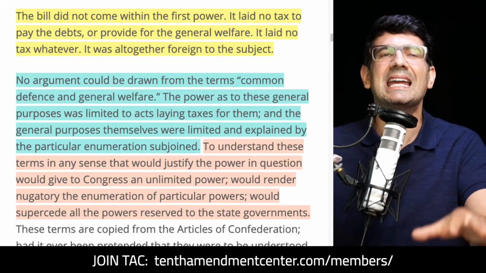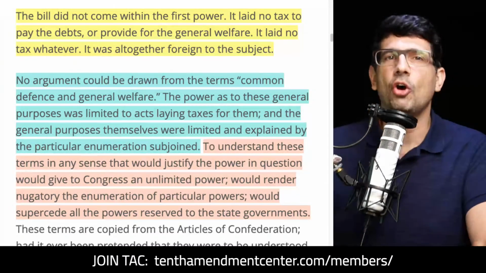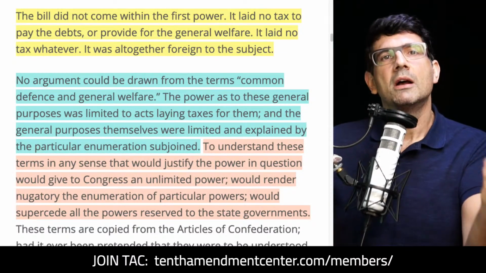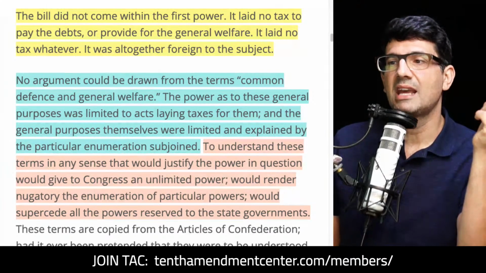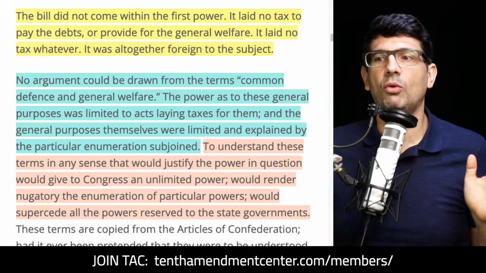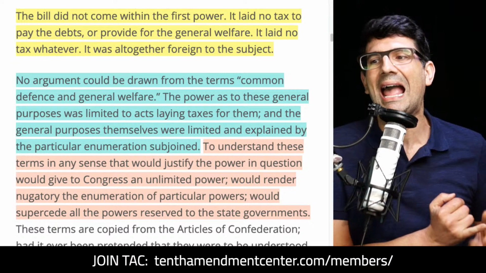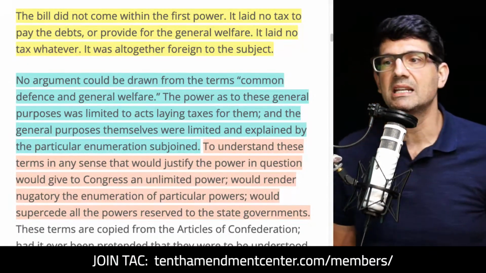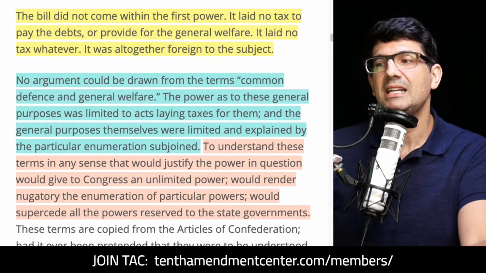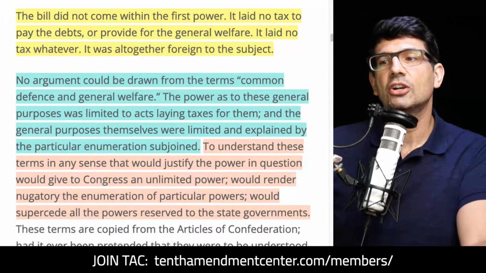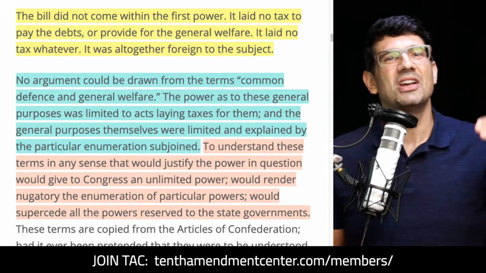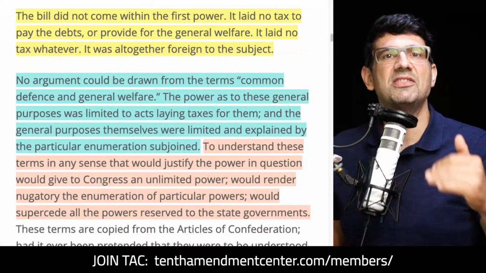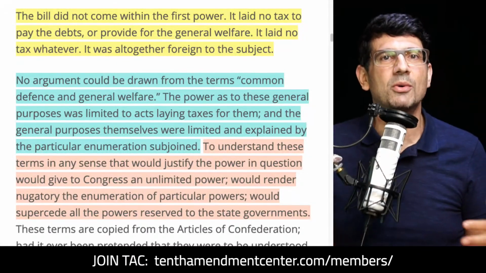That's how it's treated today. In most situations, it's so broad, it's almost an unlimited power the way they use it and the way the courts interpret it. But Madison himself specifically said, look, the power of general welfare was, quote, limited to acts laying taxes for them. And then the general purposes, what does that mean? They themselves were limited and explained by the particular enumeration subjoined. So it was, you can lay taxes for these general things. And then they listed all the other delegated powers in Article 1, Section 8.